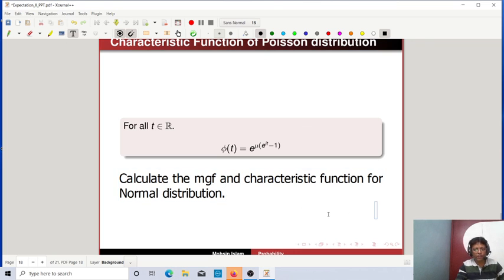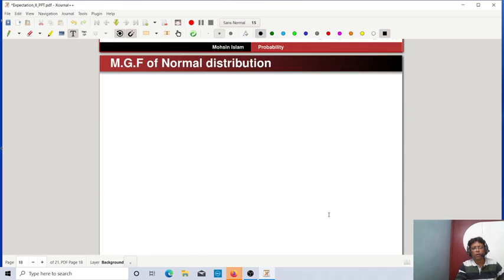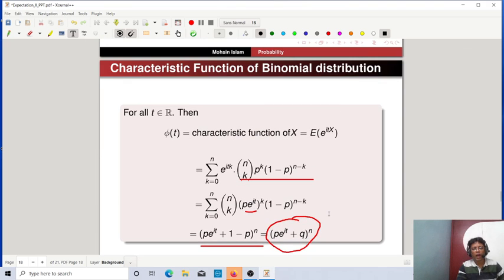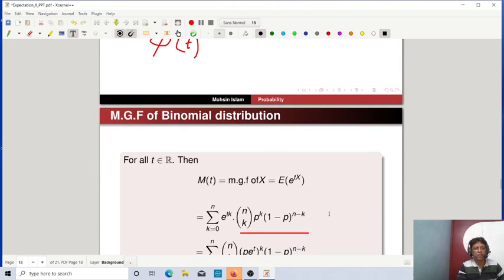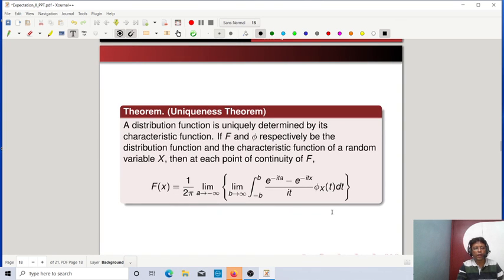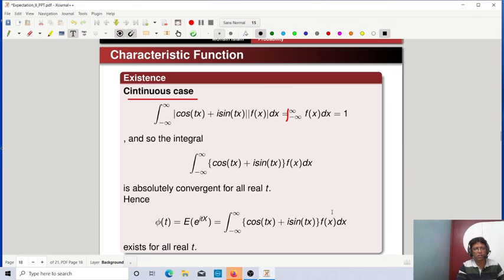So this is the video about your moment generating function and the characteristic function, the most important definitions, and you can generate the moments from the moment generating function. We'll solve the problems in the next class so that you have an idea about how to calculate the expectation, the moment generating function, and some important theorems we have discussed in this lecture. Okay, that's all for today.